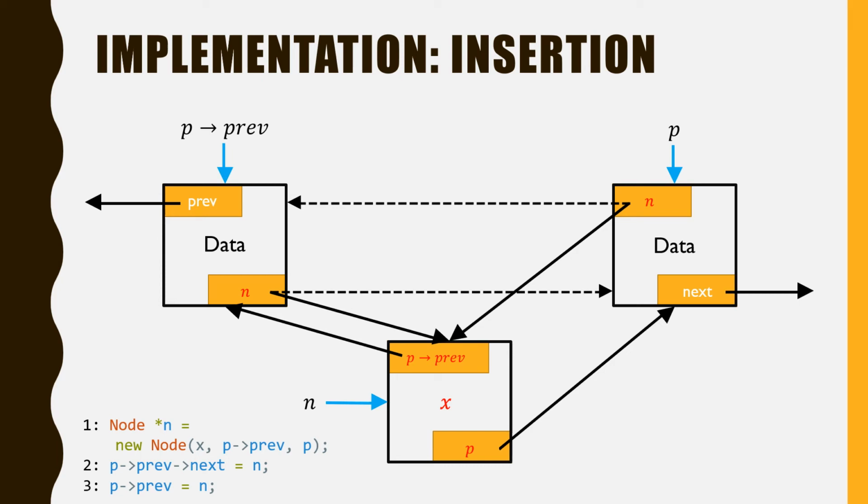Second, we need to set the next pointer of P arrow prev to N, which can be done by line 2 of the code. And at last, we will set the prev pointer of P to N, which can be done by line 3.